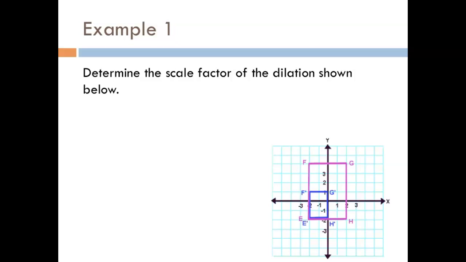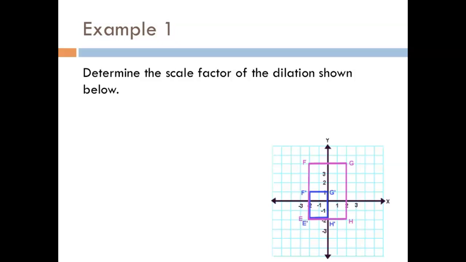Determine the scale factor of the dilation shown below. How do we find the scale factor? Well, we're going to take the side length of the image, so E prime, F prime, G prime, H prime, divided by the length of the corresponding side in the preimage, the original image. So that's E, F, G, H.